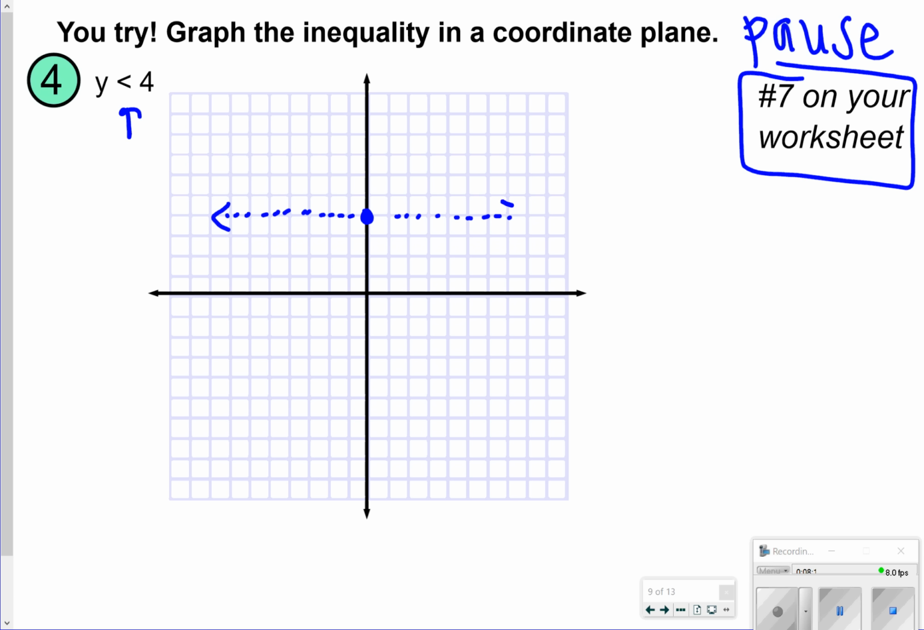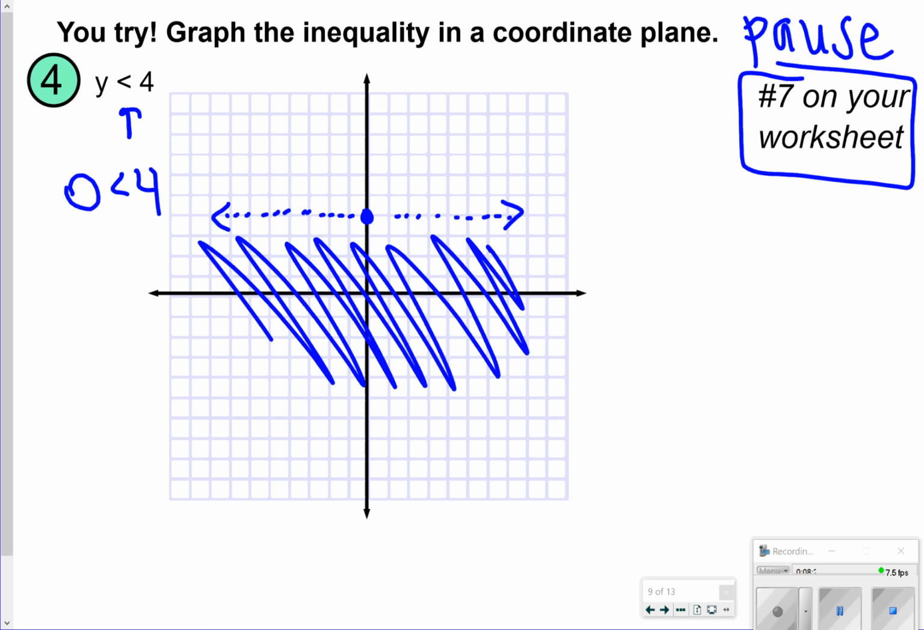Okay, just make sure it's not solid. And then you want to make sure that it is less than 4. If I plug in 0, 0, 0 is less than 4. So everything that contains 0, 0 I would shade in. So you needed to shade below it.